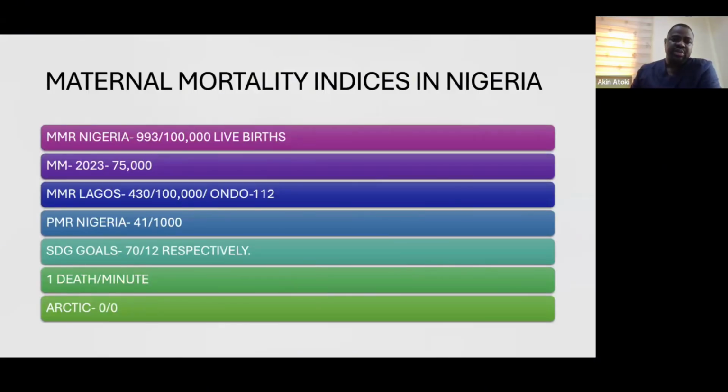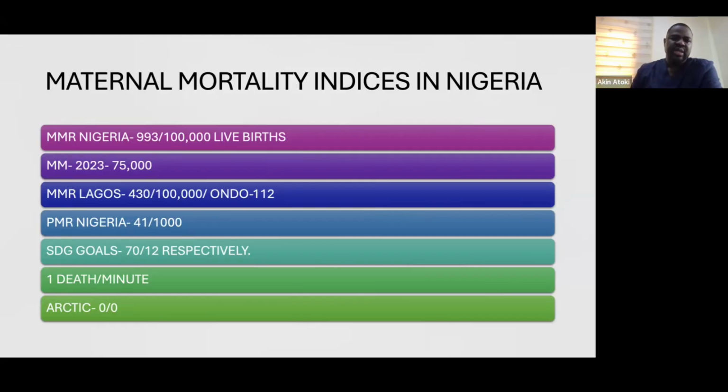Perinatal mortality ratio target, the SDG target is 12 per 1,000 total births. We are still at 41 per 1,000 total births. To bring it home a bit, these values interpret to a death per minute of a woman in pregnancy.